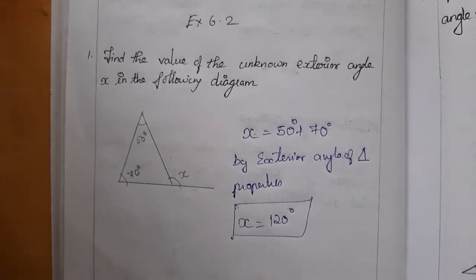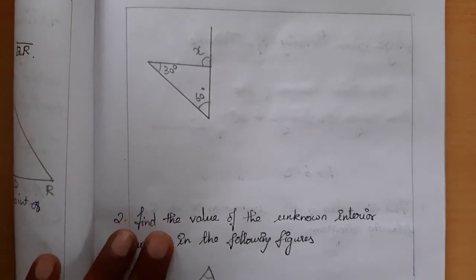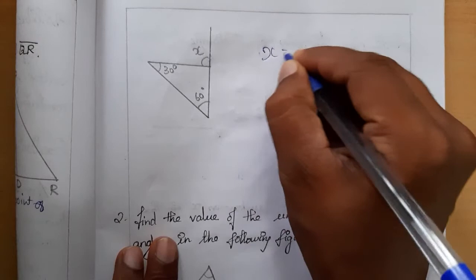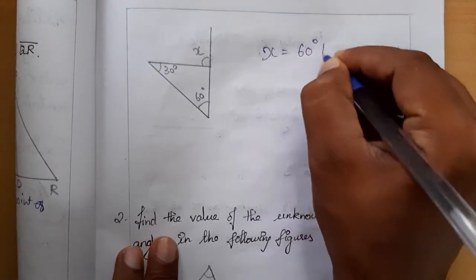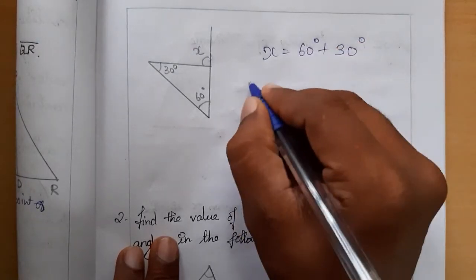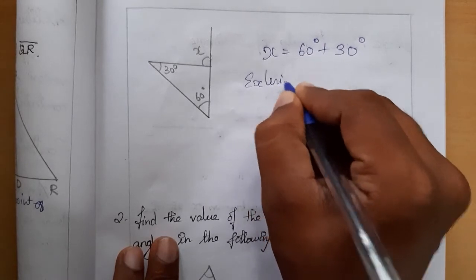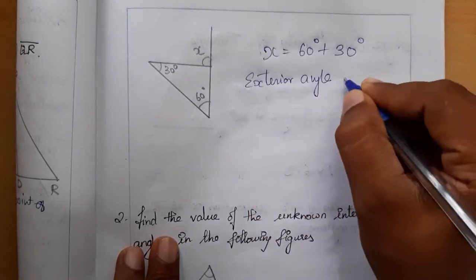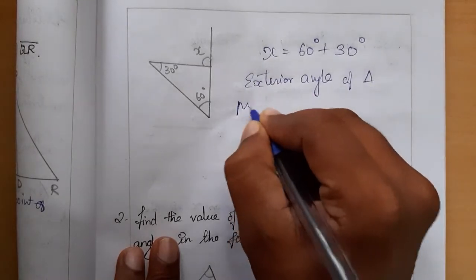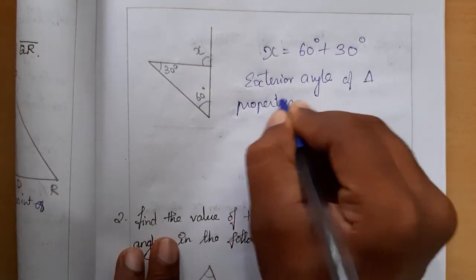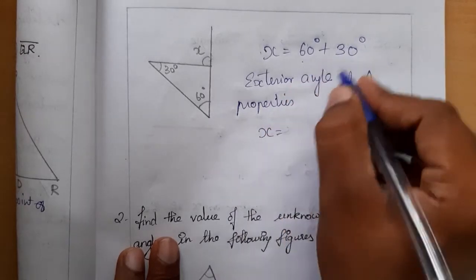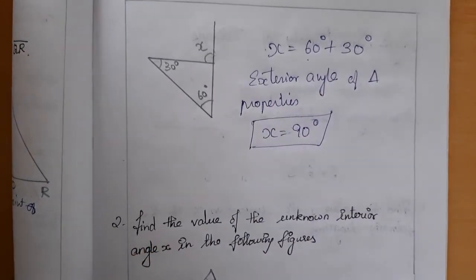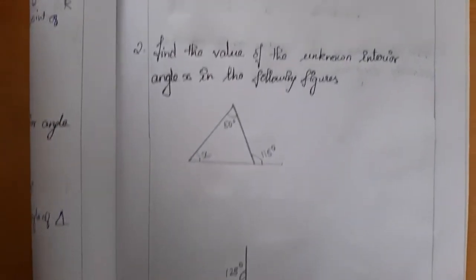Clear? And here we go for the next one. This is also x in the exterior. We have to find x, which is equal to 60 degrees plus 30 degrees. This we have written by the exterior angle of a triangle property. So x is equal to 60 plus 30, which is 90 degrees. Clear?